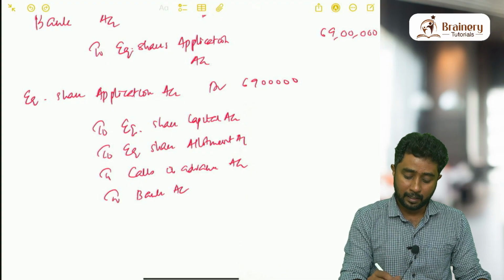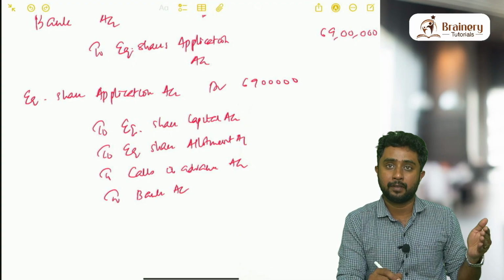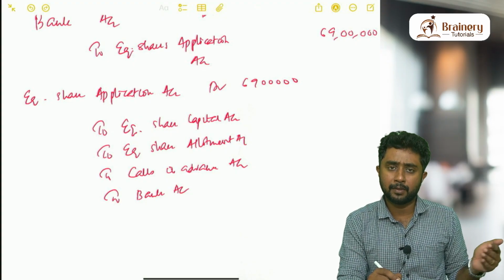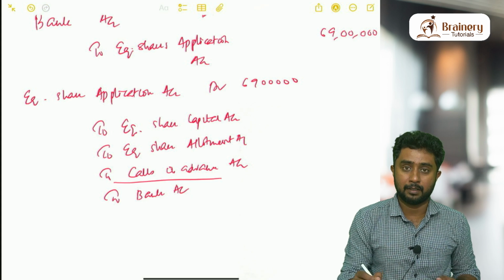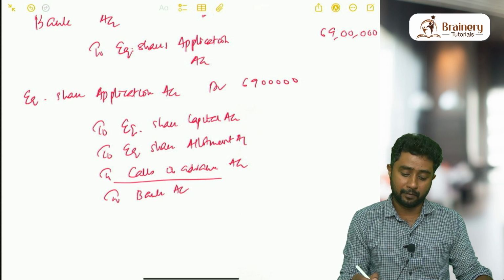Why equity share allotment account? Because some amount we are transferring for allotment, some amount we are using for first call which will be used later, so that will be kept in calls in advance account, and some amount we are refunding.